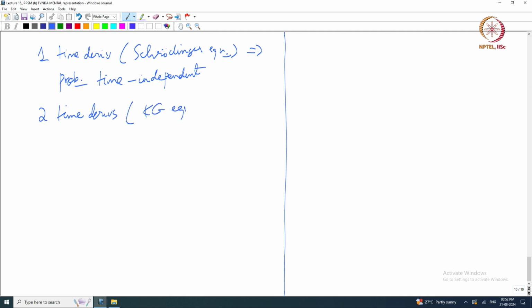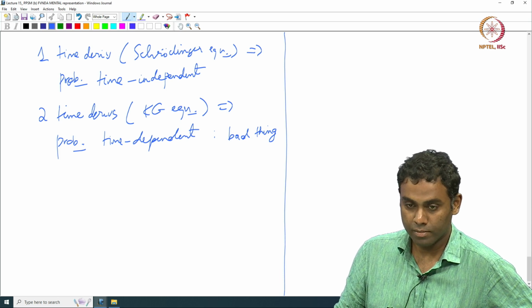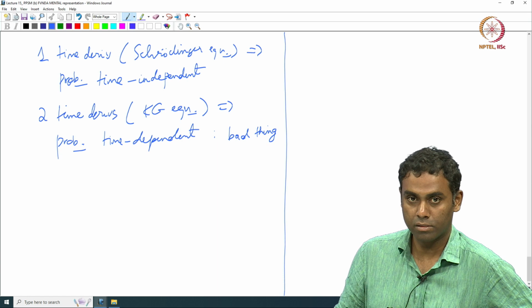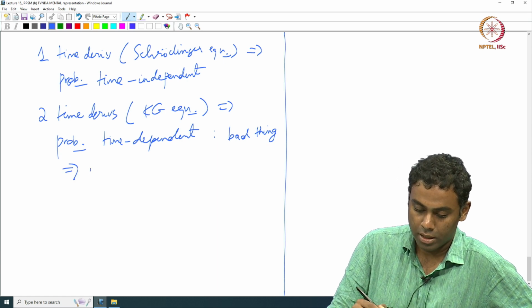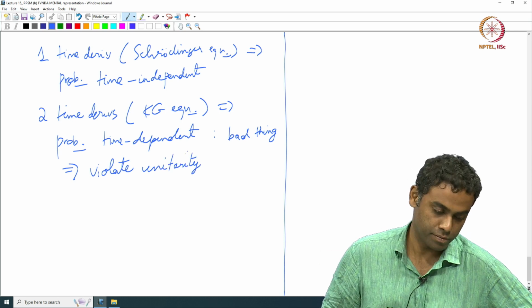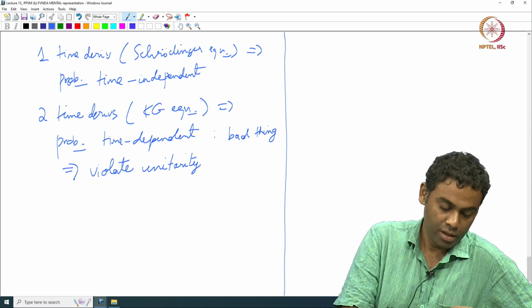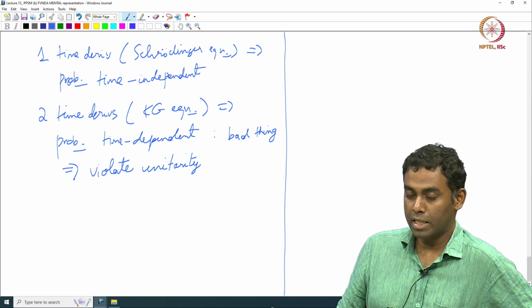Like in the Klein-Gordon equation, the probability is time dependent, and that is a bad thing, right, because that does not guarantee that the probability of finding this state in other eigenstates would all conspire such that all these probabilities add up to 1. Agreed? In other words, there is a very good chance that this would violate unitarity. So, that is the problem with the Klein-Gordon equation written in this fashion.